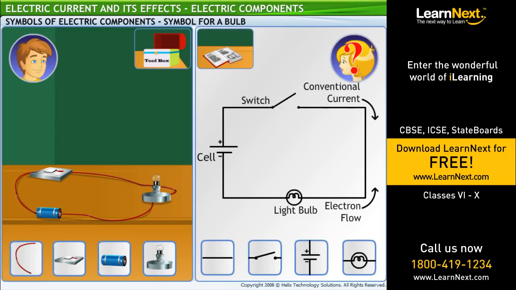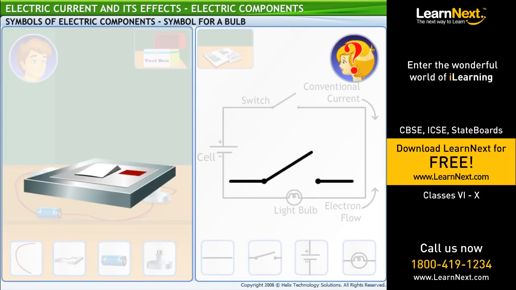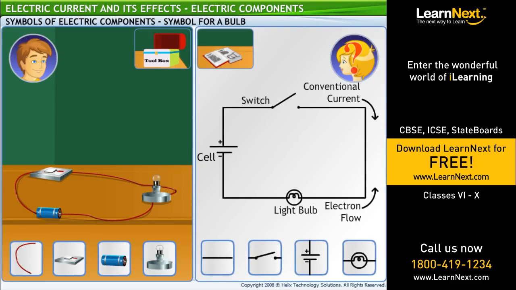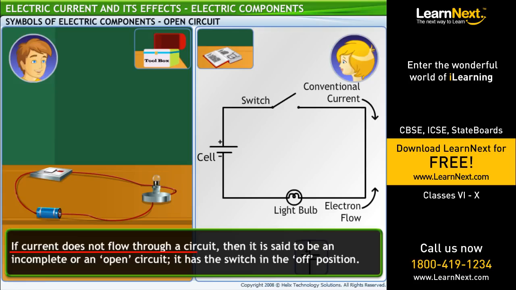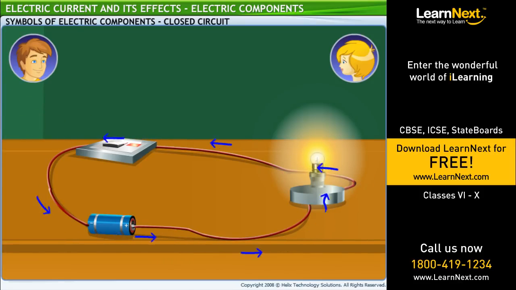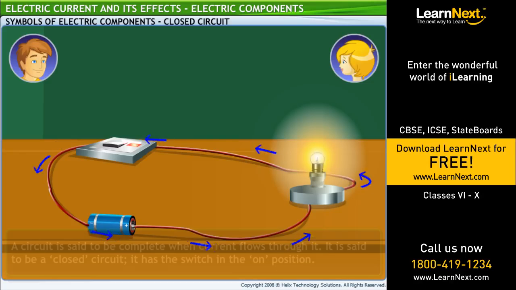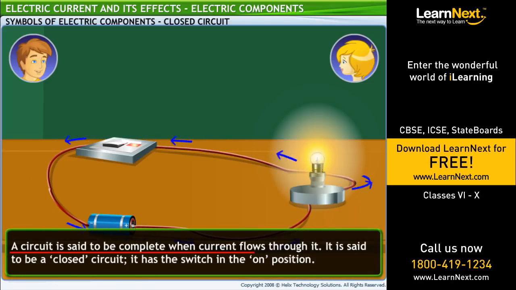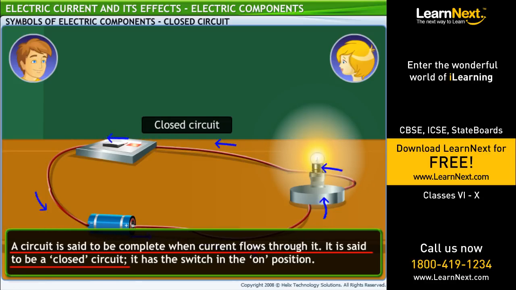The bulb is not glowing because the switch is in the off position and no current is flowing through the circuit. If current does not flow through a circuit, then it is said to be incomplete or an open circuit. It has the switch in the off position. Let me flick the switch to on. Wow, the bulb is glowing now. That's because now current is flowing through the circuit. A circuit is said to be complete when current flows through it. It is said to be a closed circuit. It has the switch in the on position.